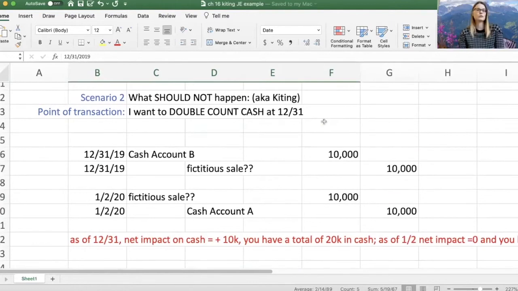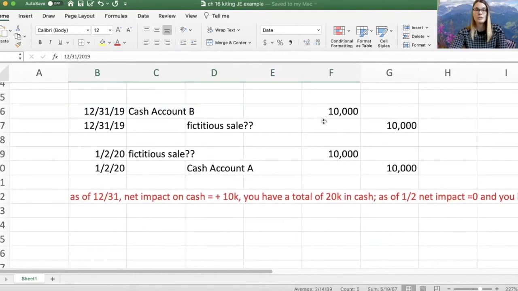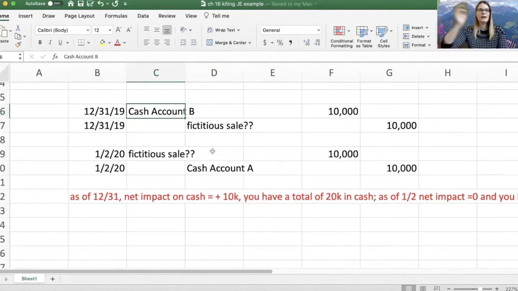So scenario 2, which is what should not happen, is going to represent kiting. And the point of this transaction is not to move money from point A to point B. The point of this transaction is to double count my cash as of 12/31. So what I'm going to do here is I'm still going to debit cash account B as of 12/31, and I'm still going to go ahead and make that deposit, right? But I'm not going to credit cash account A just yet, right?